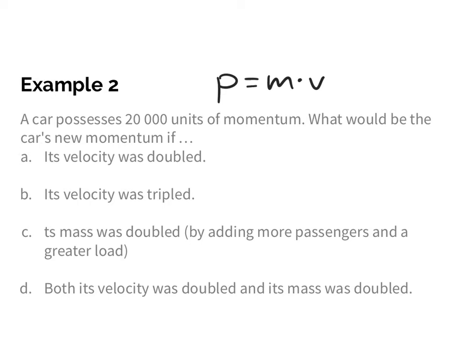So let's say that I have a car that possesses 20,000 units of momentum. What would be the new momentum if I were to make these changes? So if I were to double the velocity, whatever the velocity is, if I were to make it double. So the relationship here is this.